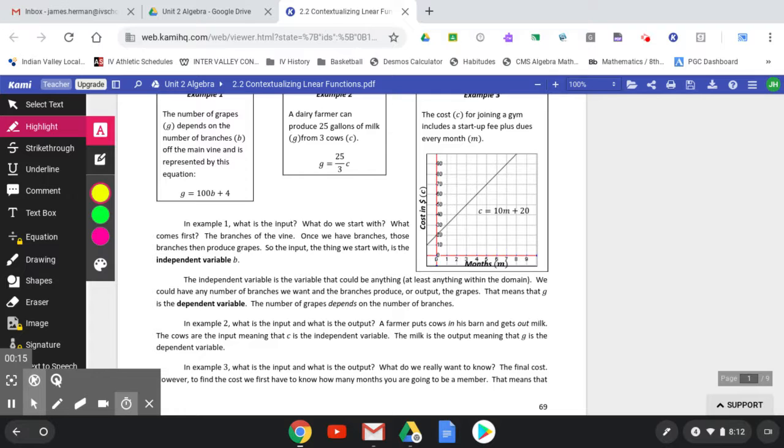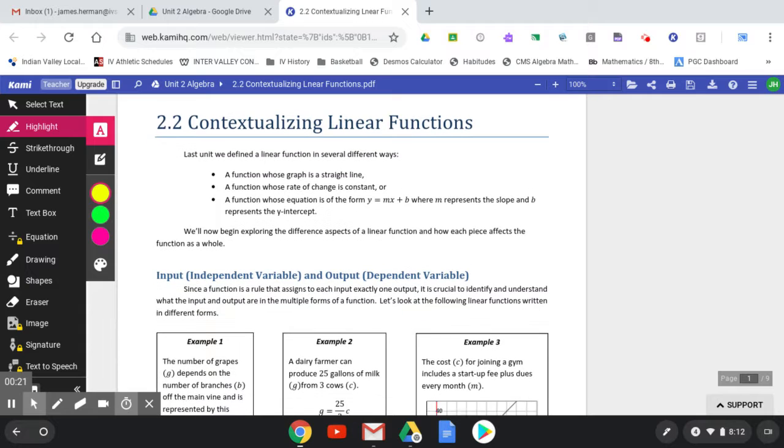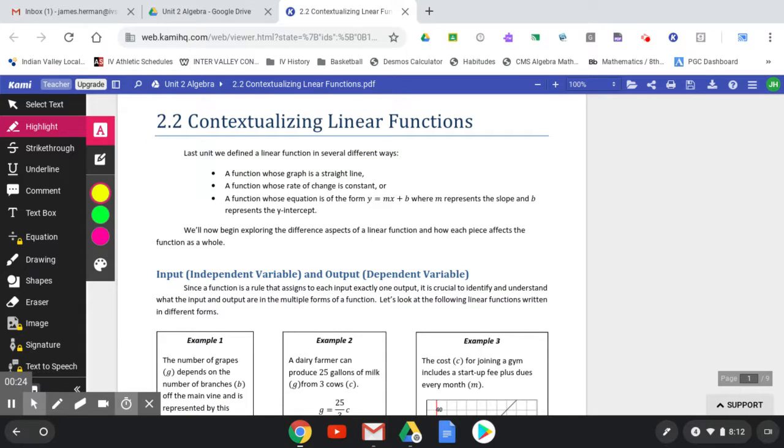So October 15th, Tuesday. We're talking about section 2.2, which is contextualizing linear functions. As we begin, who can tell me what does contextualizing mean? Big word, lots of syllables. Contextualizing. Macy? It means like figuring it out, you know? I like that. Analyzing it. Straight to the point. Figuring out the context.